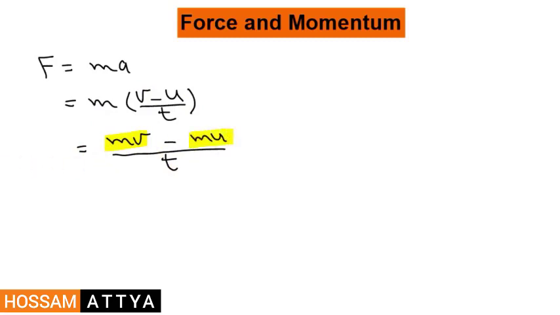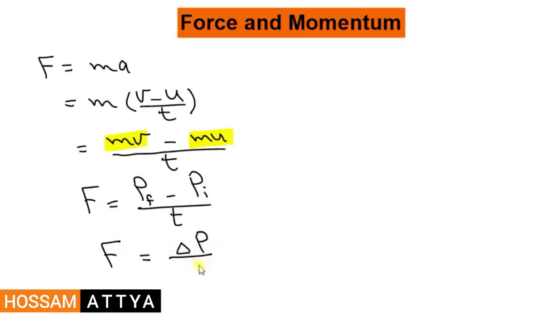So we can rewrite the equation as force equals final momentum minus initial momentum divided by the time, which gives us force equals the change in momentum divided by the time. So from this expression here we can define force. Force is the rate of change in momentum.